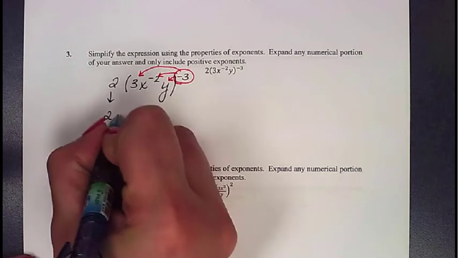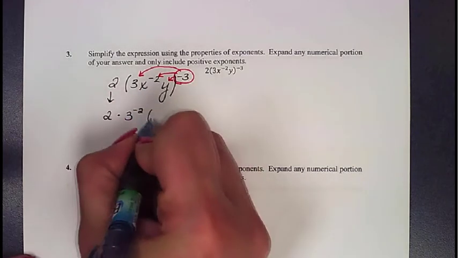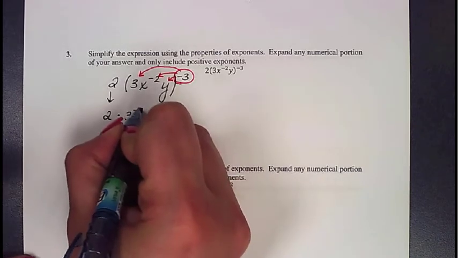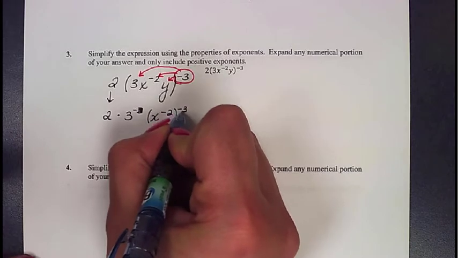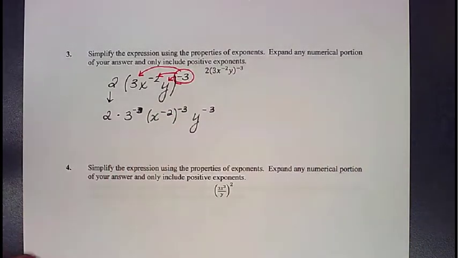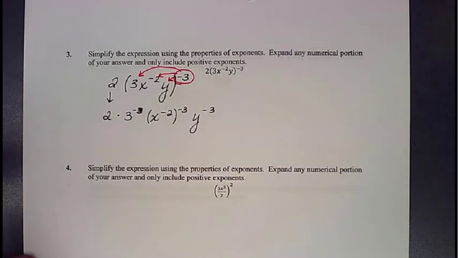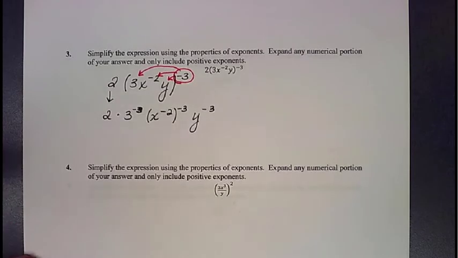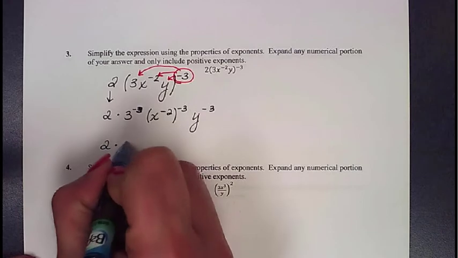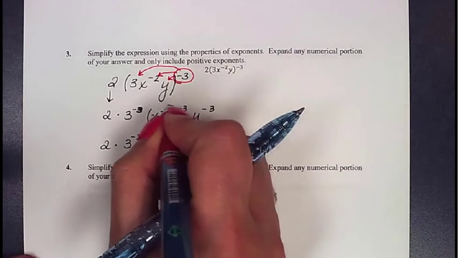So here's 2. That's going to be 3 to the negative 2. We're going to have x to the negative 2. Oops, I'm so sorry. That should be a 3 to the negative 3. And then we have y to the negative 3. Now, I don't want to mess with this 3 to the negative 3 right now because, again, it has a negative exponent, so it means that it's not where it wants to be. So we're just going to leave it alone for right now and say we have 2, 3 to the negative 3.